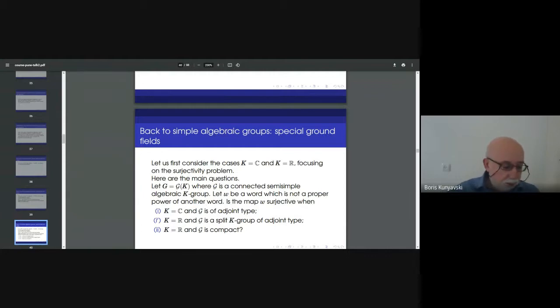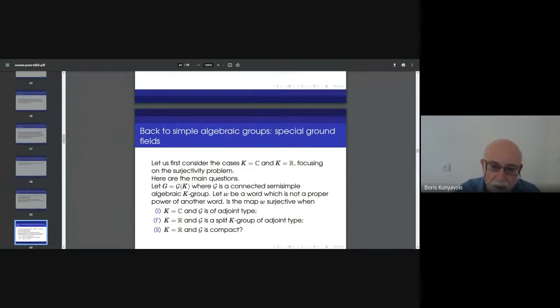And here are my main questions. The first one: I remind you that it's reasonable to consider only groups of adjoint type because I started my first lecture with examples for power maps. And in the real case, I will consider split groups of adjoint type and also compact groups. So three setups, and we ask the same question. We want to know whether or not the word map induced by the word W is surjective.